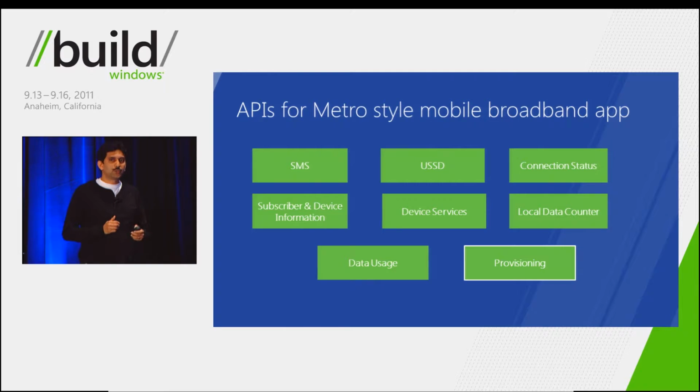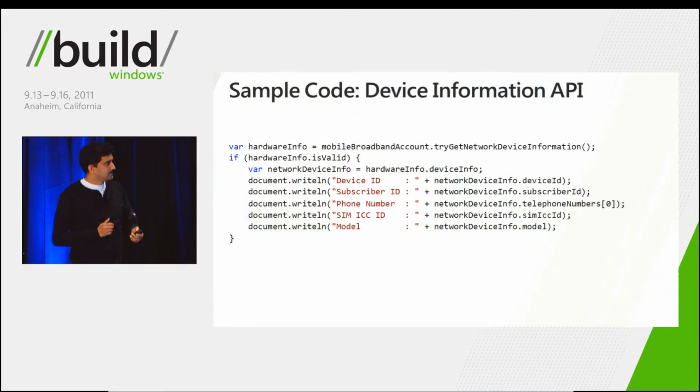Now, I would like to show a couple of samples of how you can use these APIs. This is a very simple sample, and it shows how you can access device information. This code snippet shows how you can get various device properties. As you see from the sample, you call an API, get the information in a variable, and you can get various properties from it.